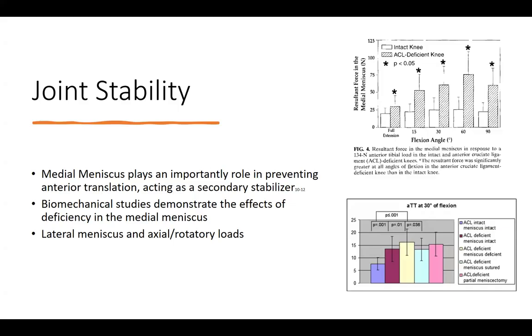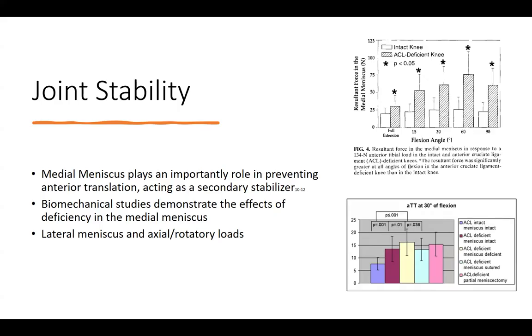Meanwhile, Markolf et al. described the degree of tibial translation following medial meniscectomy. While PA translation remains similar to those in the intact ACL knee, an ACL deficient knee demonstrated a 50% increase in translation in the absence of the medial meniscus. The chart below further highlights this effect, as well as the deleterious effects even partial meniscectomy can have on native biomechanics.